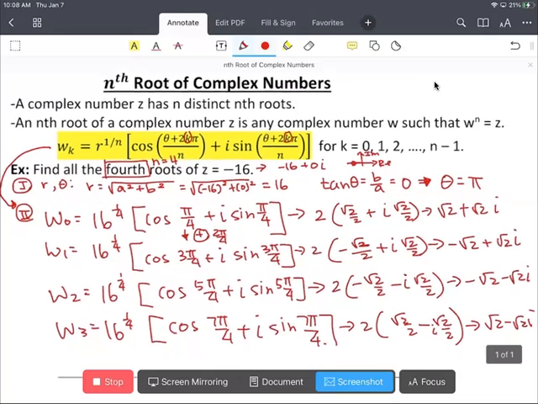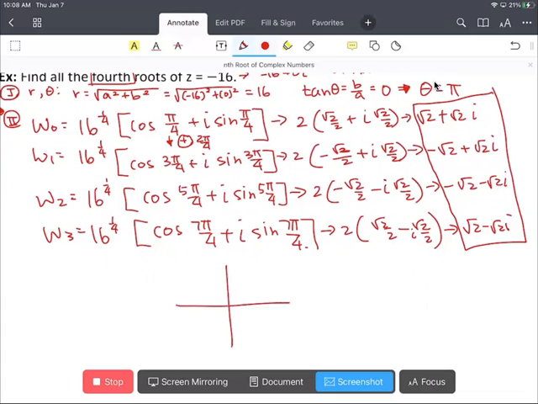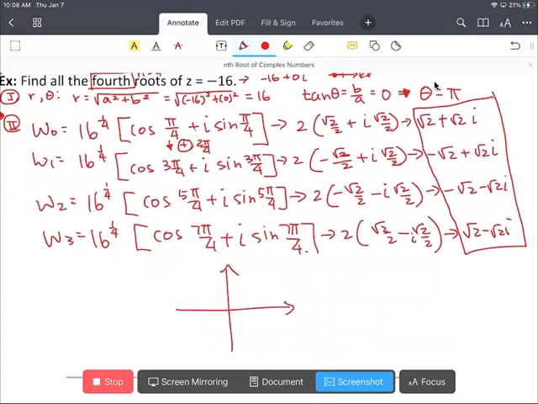So when I graph our roots, and these are our answers, the radius of the circle will be 2. So we have 2 here, 2i here. And when I graph, w0 is located in the first quadrant, w1 in the second quadrant, w2 in the third quadrant, and w3 in the fourth quadrant.